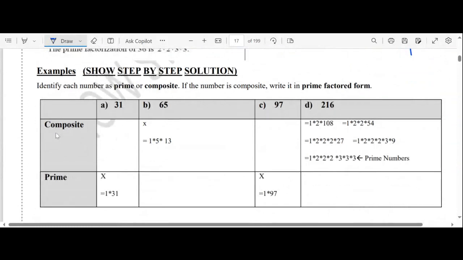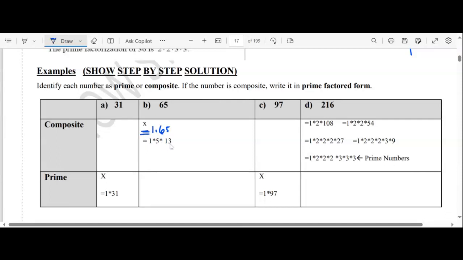Now here I have some examples. It's asking you, identify each number as a prime or composite. If the number is composite, write it in prime factor form. Is 31 prime or composite? Prime. Why is prime? Because 1 only times 31. That's it. 65 is prime or composite? Why? Because it's not only 1 times 65. It can be what? 1 times 5 times 13.